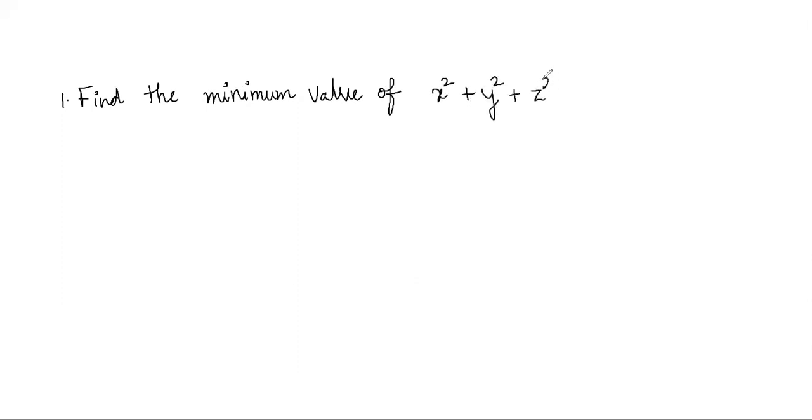Find the minimum value of x square plus y square plus z square, given that ax plus by plus cz equal to p. So this is our question.